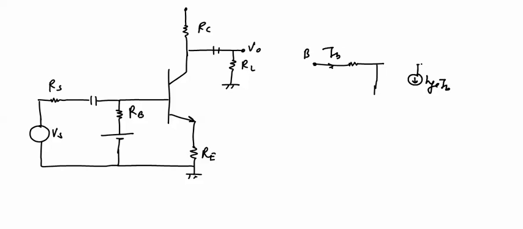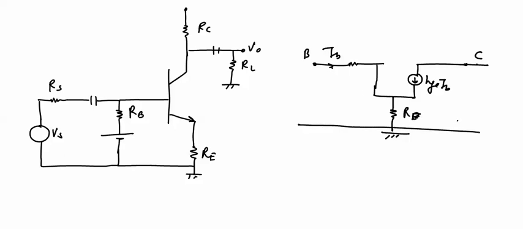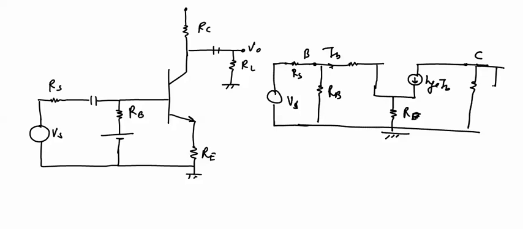This will be the base terminal, this will be the collector terminal, and between emitter and ground this time there will be a resistance Re. And now the other components will be connected like this: RB, no DC sources in AC analysis, Vs, and on the output side there will be two resistances RC and RL, and here we will see the output voltage V0. Again these two resistances in parallel will form a load resistance RL dash.